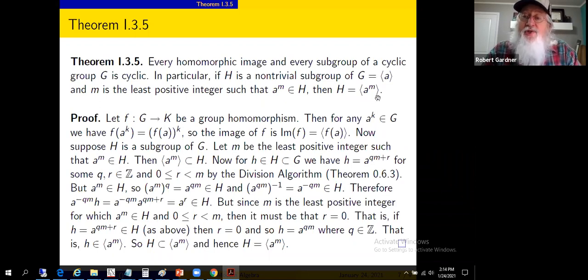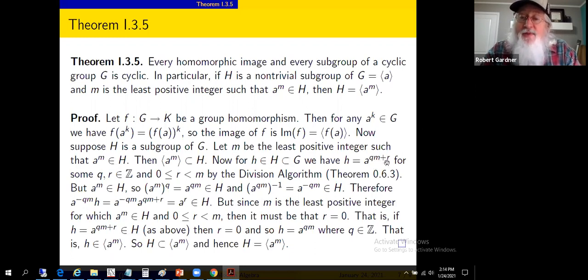Then we know h is some power of A, because group G is generated by element A. H is a subgroup of that, so any element of H, also an element of G, is some power of A. Let's take that exponent and factor it in a certain way. We're dividing it by M. So we're going to take that exponent, divide it by M, getting a quotient Q and a remainder R. Whatever exponent you have to put on A to get h, there is such a thing, since h is in G and G is generated by A.